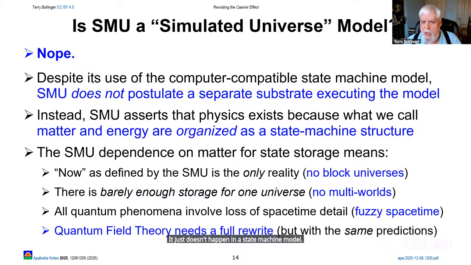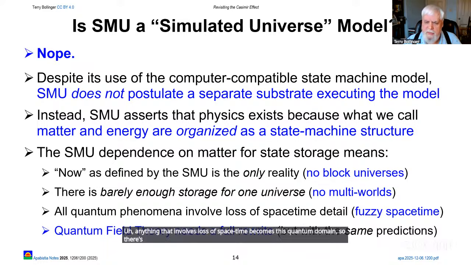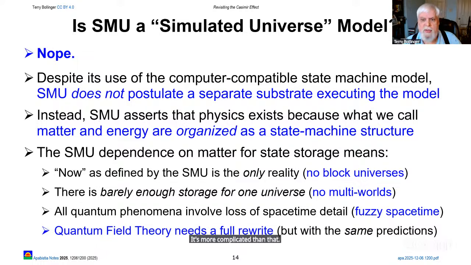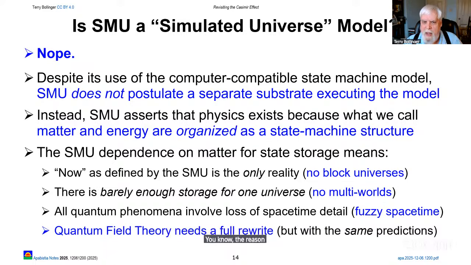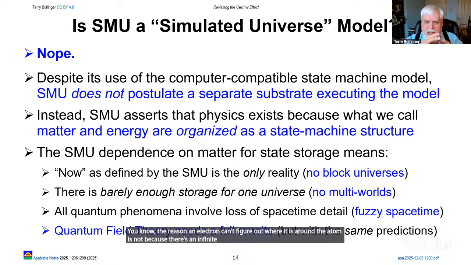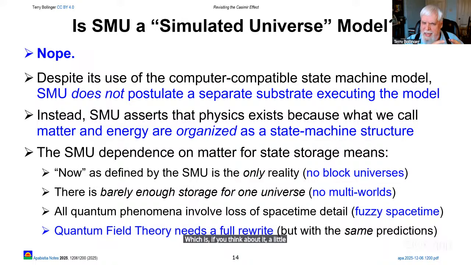Anything that involves loss of space-time becomes this quantum domain. So there's a relationship between loss of information and quantum. It's more complicated than that. There's some really interesting stuff going on, especially given issues like entanglement. But you have to realize that you're hitting a hard limit whenever you get quantum. The reason an electron can't figure out where it is around the atom is not because there's an infinite number of electrons doing infinite things at infinite times in infinite ways, which, if you think about it, is a little strange. Why would you think that?